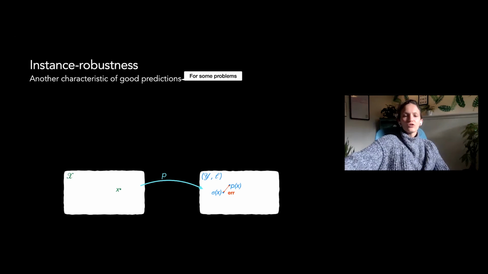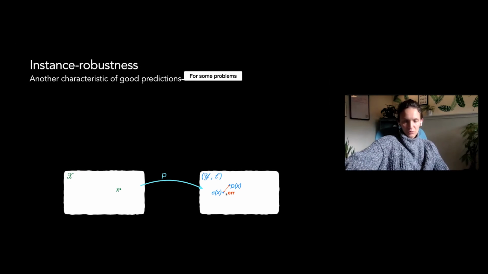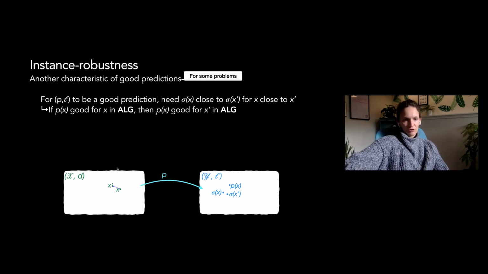Okay. So we have this picture before to talk about our problem space, our prediction space, this function P with the loss function L. And I'd like to talk about how instance robustness plays into this picture. We had this picture here before, and we were only really concerned about having a distance function equipped on the prediction space. But in instance robustness, I'm concerned with being able to use the prediction for an instance on nearby instances. So let's look at the picture first.